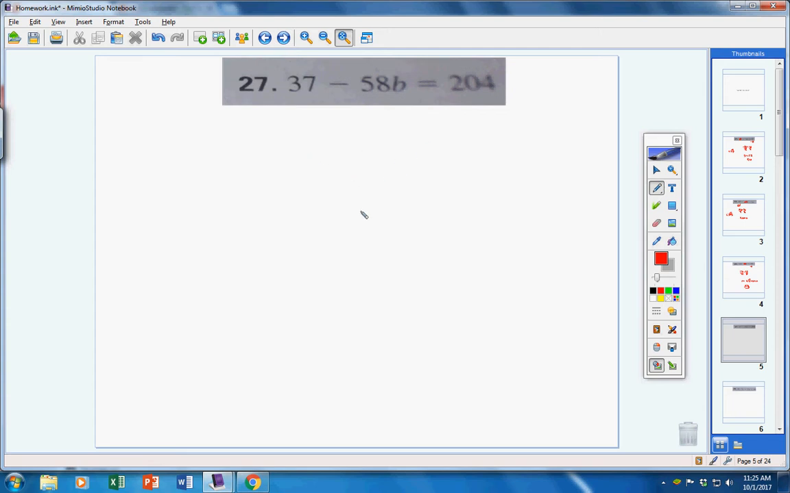First, simplify both sides. It's already done. Next, eliminate fractions. There are none. Next, constant terms to one side, variable terms to the other. So there we go. Negative 58 B. My pen's kind of messing up, guys. Sorry. There we go. B equals, let's see, 167, I believe. Is that right? Yeah. Positive 167.